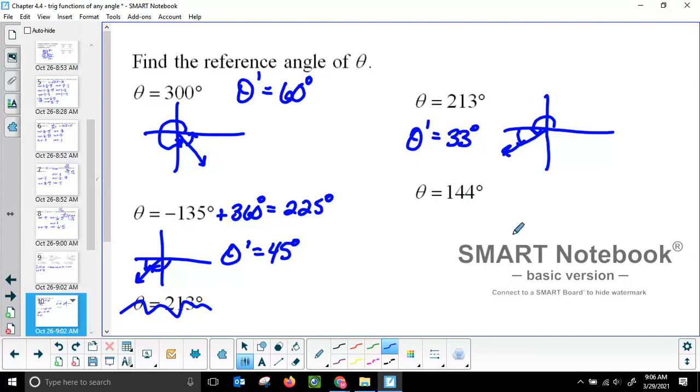And then 144. 144 is going to be over here somewhere. Again, I'm trying to get to the x-axis. The fastest way is right here, so I'm trying to get to 180. How far would I have to go? 36. Done. So reference angles are not terribly difficult.